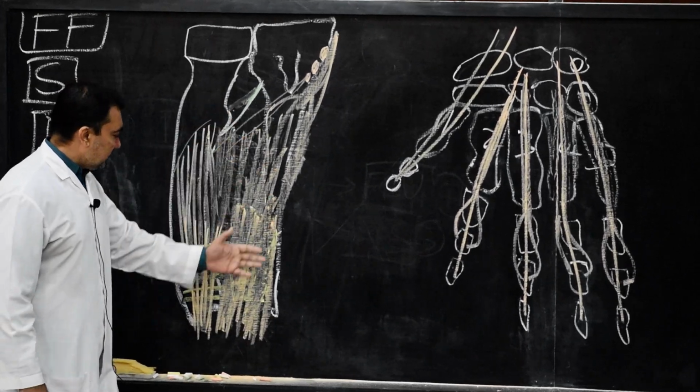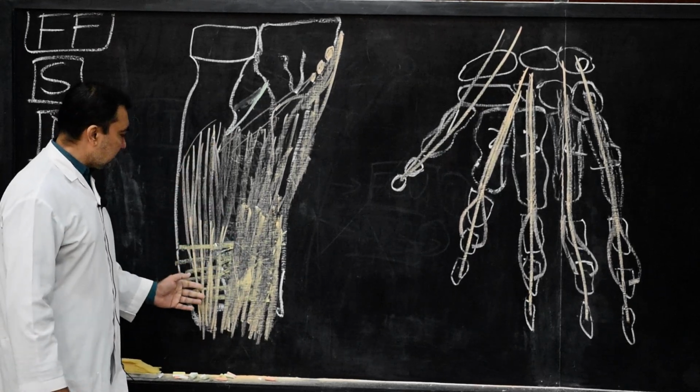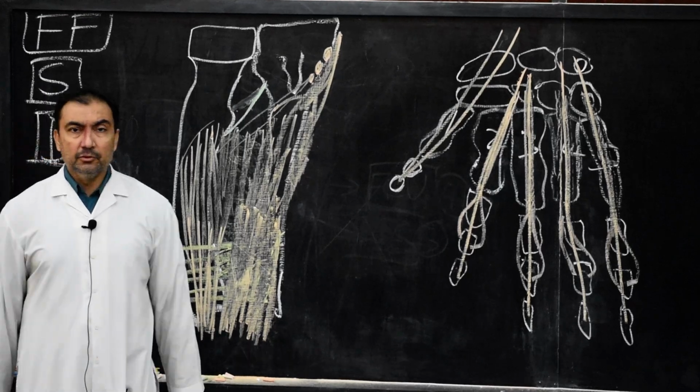So here we finished the three deep muscles of the front of the forearm: flexor pollicis longus, flexor digitorum profundus, and pronator quadratus. Thank you very much.